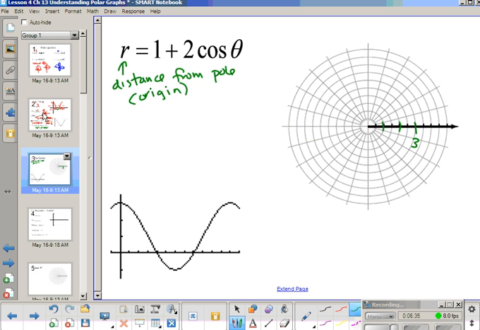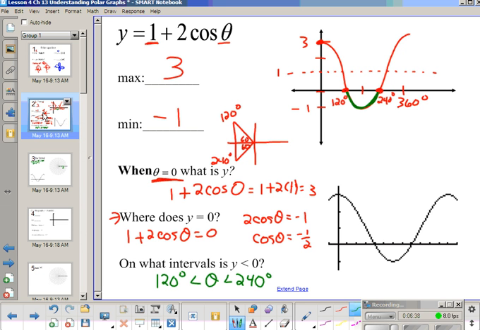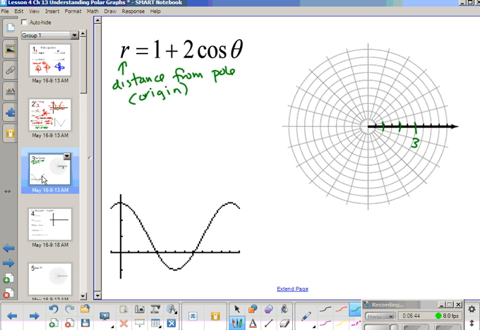When theta is 0, we said my y was 3, and that's going to be my radius. So when theta is 0, this is my starting point right here, and that relates to this point right there. Then what happens to my radius is it gets smaller, because the y value on the original graph, y equals 1 plus 2 cosine theta, is now the radius value. So my radii are going to shrink until I get a radius of 0. In other words, I'm back at the origin, or in this case, at the pole in polar, at 120 degrees.